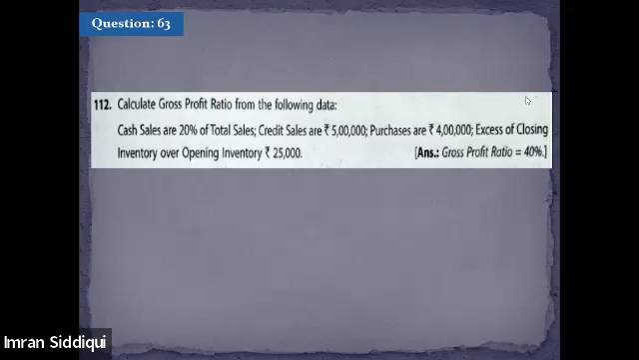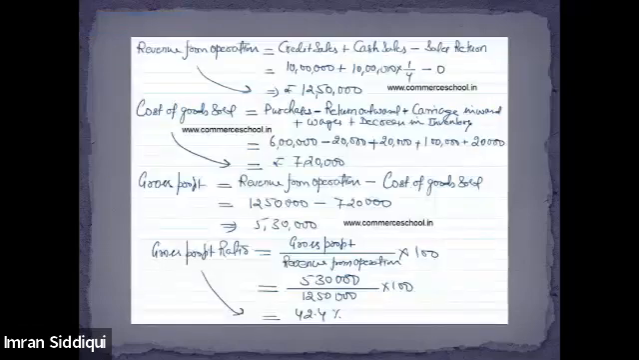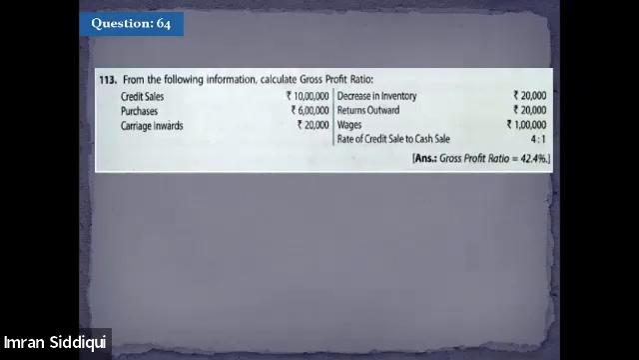But first, try question number 13. From the following information, calculate gross profit ratio. Credit sales are given. Purchases, carriage inward, decrease in inventory, return outward, and wages are there. Question number 13.